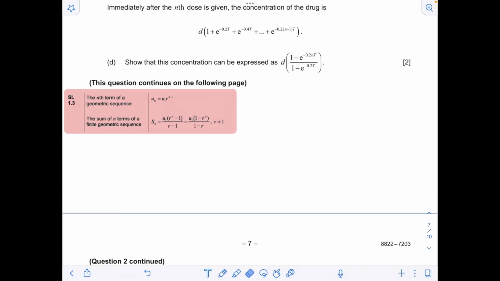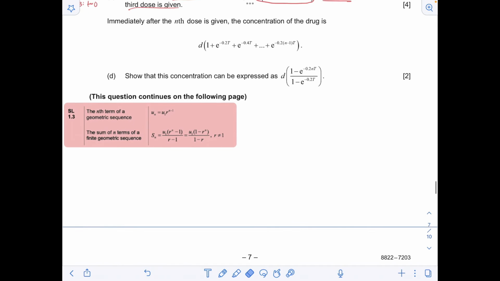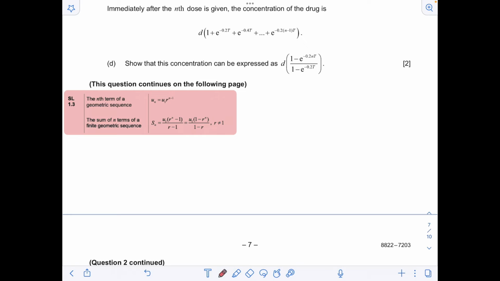For the next part, we're told that immediately after the nth dose is given, the concentration of the drug is listed here as follows. Show that this concentration can be expressed as D times 1 minus e to the negative 0.2 capital T, over 1 minus e to the negative 0.2 capital T. I don't know if I said that right, but you can see it written there. So a couple of things to notice. Let's look at what we're given here, this expression, which is very similar to what we had seen a second ago. Our most recent dose can be expressed as e to the negative 0.2 T to the 0 power. Then the next most recent dose is e to the negative 0.2 T to the first power, and then e to the negative 0.2 capital T to the second, and then it continues.